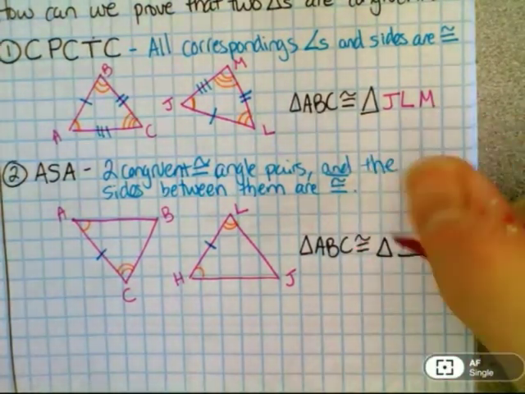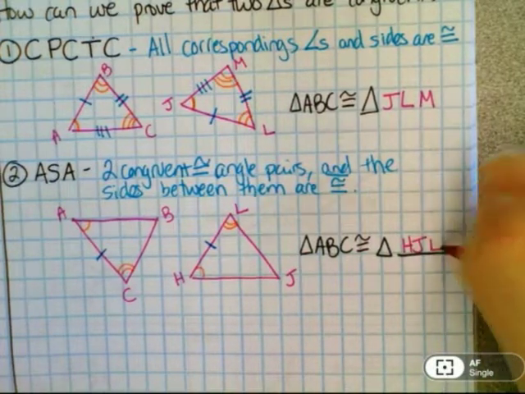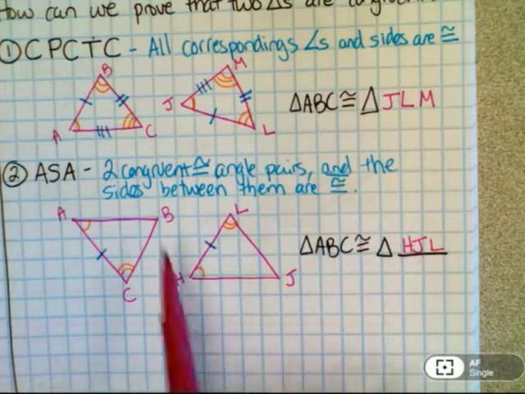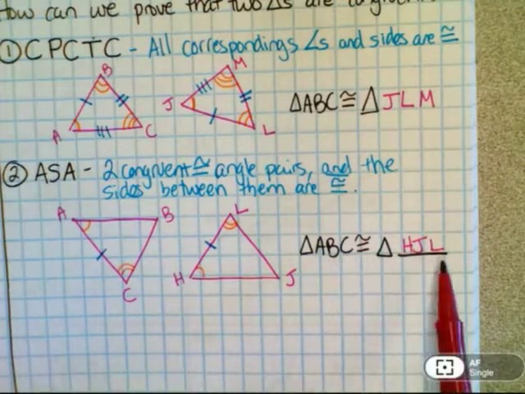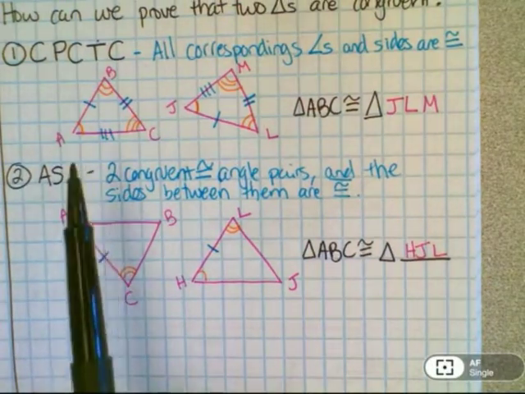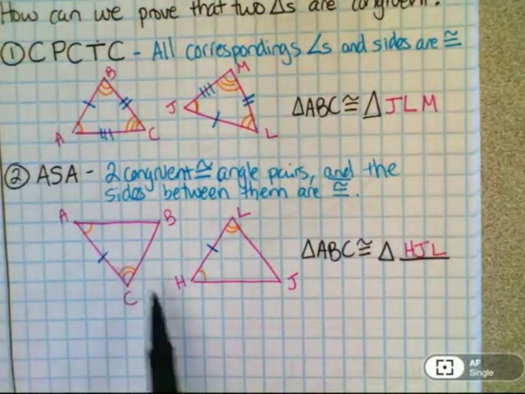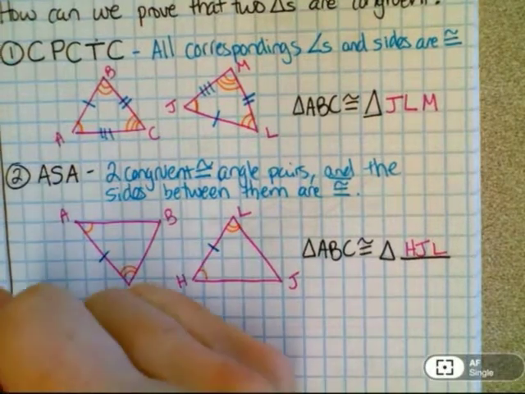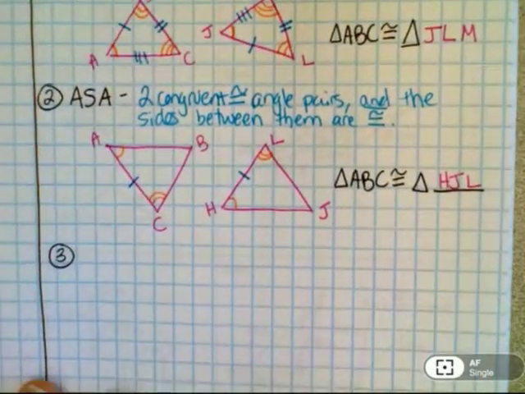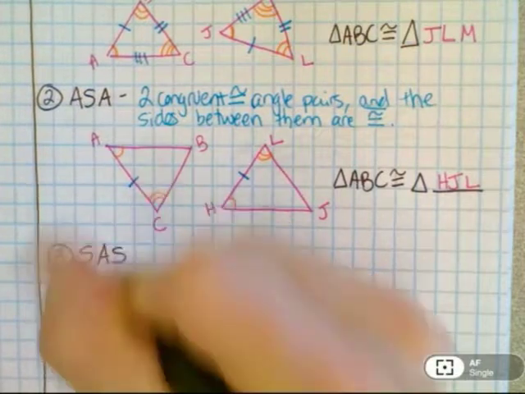So hopefully you wrote H, J, L. A corresponds with H, B corresponds with J, it's the unmarked angle, and C corresponds with L. So this is a nice little shortcut because it means we don't need 6 corresponding parts, we really only need 3 corresponding parts, 2 angles, 1 side. And today we're going to talk about 2 other shortcuts that are really, really useful. The first one is so similar to this, but it's SAS.